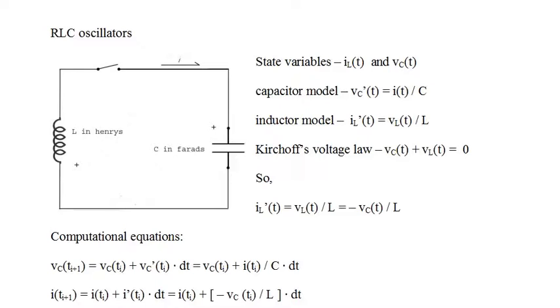The inductor model gives us a differential equation for the rate of change of inductor current. However, the inductor voltage, which appears on the right-hand side of the equation, is not a state variable, so we need to express it in terms of state variables. For this purpose, we can use Kirchhoff's law, which tells us that the inductor voltage is the negative of the capacitor voltage, and the capacitor voltage is a state variable, so we're good to go, and we can rewrite the equation as the rate of change of the inductor current equals the negative of the capacitor voltage divided by the inductor inductance. Then we can write the computational equations as shown.